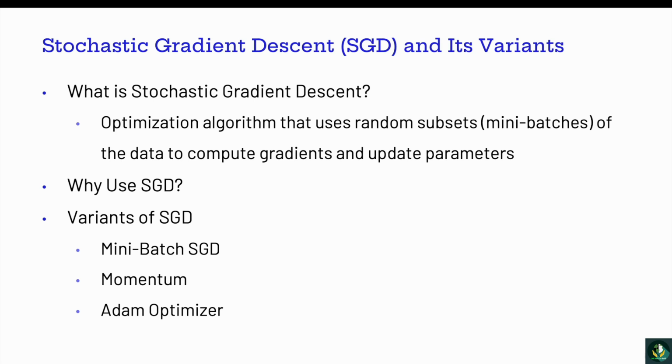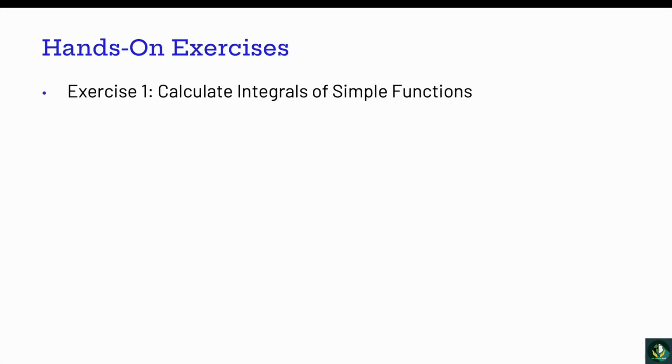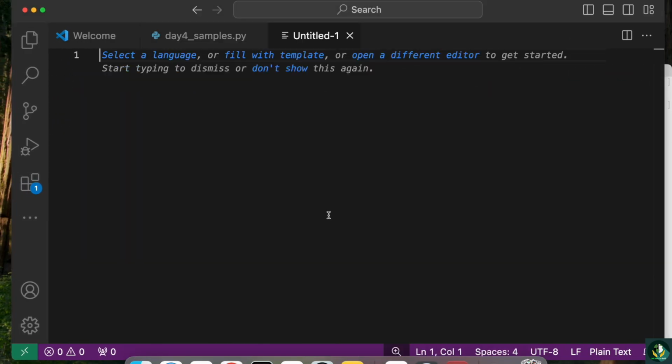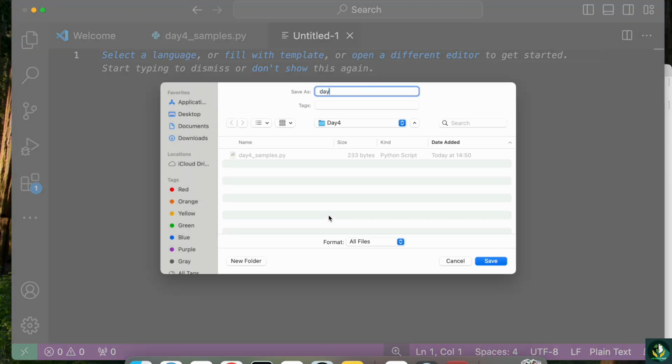Now that we know the basics about integrals and optimization, let's get into some hands-on exercise. So the first exercise that we'll be doing is calculating integrals of simple functions. The objective here is to use Python to compute definite and indefinite integrals, which we have seen earlier. We're going to define symbolic functions using SymPy first, and then compute the definite and indefinite integral. So let's go ahead and create a new file, call it day4 underscore ex1.py.